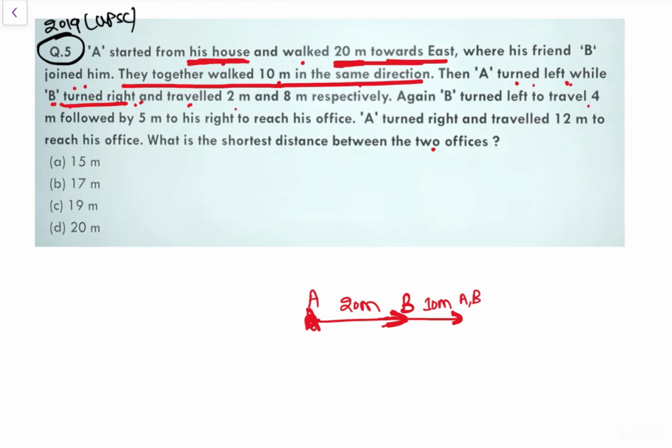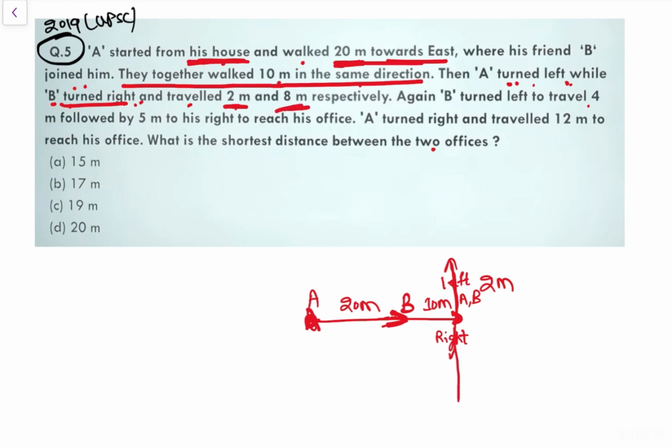So both, left hand is here. Left and right, because they are facing towards east, right? So A turned left. So A turned left, and traveled 2 meters. Just 2 meters A traveled, and B traveled 8 meters.